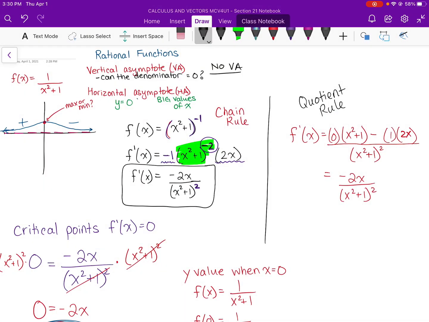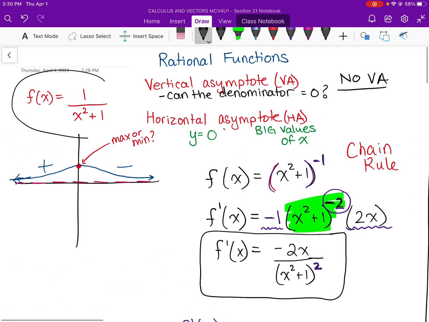Okay, hi guys. This was from class on April 1st. We were talking about rational functions, and we investigated this function, f of x equals 1 over x squared plus 1. So we talked about vertical asymptotes.